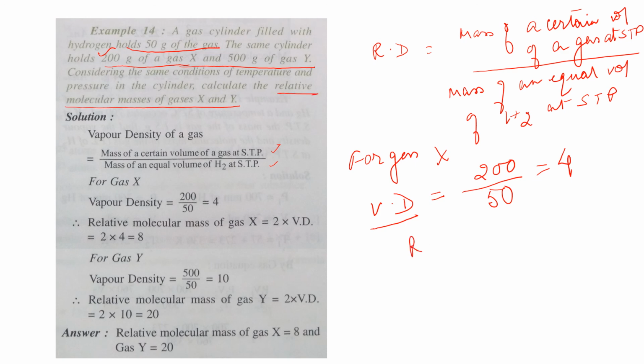So relative molecular mass is equal to 2 into vapor density, you know. So it will be 2 into 4, which is equal to 8. Similarly, for Y, it will be 500 by 50, so it will be 10. So relative molecular mass of Y is equal to 20. Am I clear? So please go through the numericals carefully and solve all the numericals in your notebook.